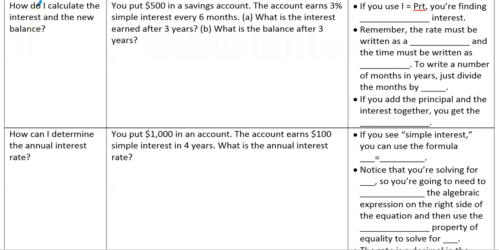Chapter 15, Section 7, Simple Interest, Part 2. How do I calculate the interest and the new balance? I'm excited. That sounds really fun.